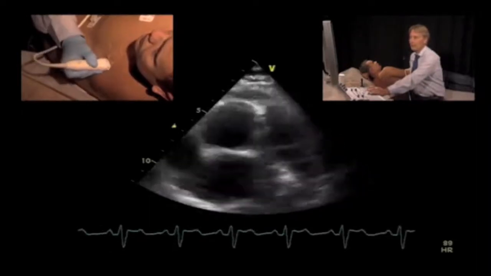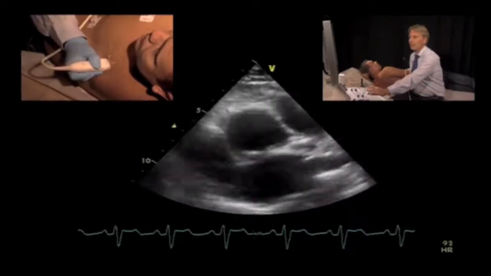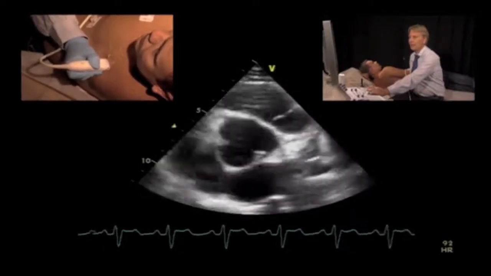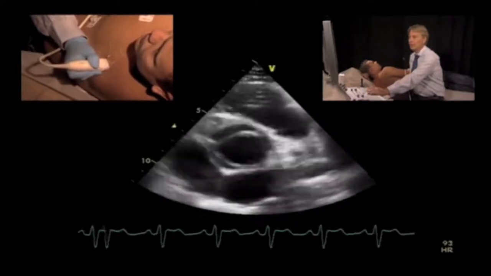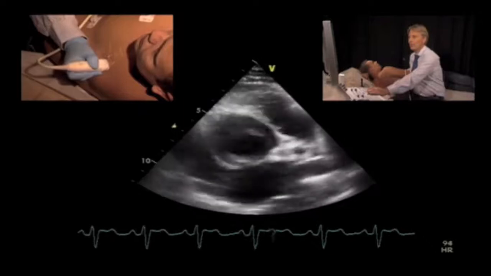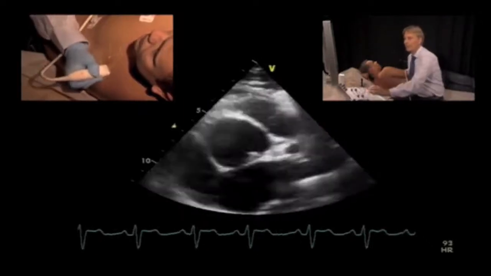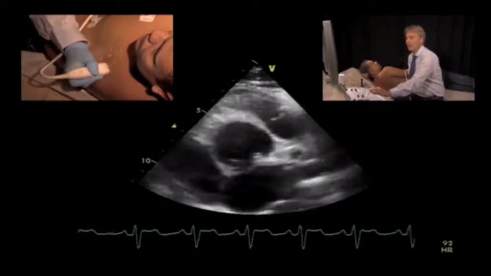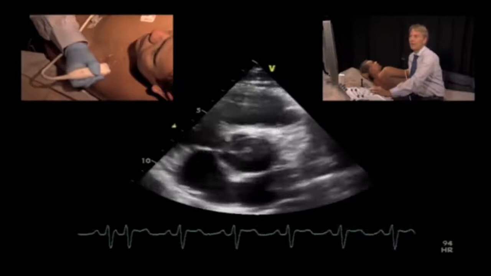And we can exactly see the morphology of the valve here in the short axis view, and it's clear that the patient only has 2 cusps as opposed to 3. But we also note that the valve opens quite nicely, and we do not have the impression that the valve is stenotic.